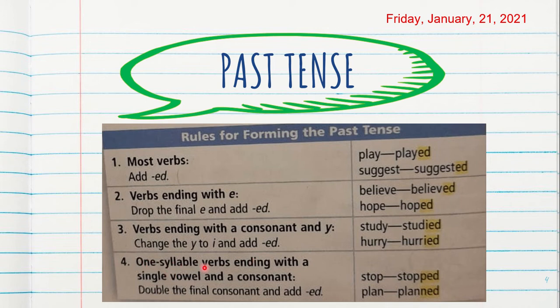Now, one syllable verbs. That means verbs that have only one syllable. Clap, stop, plan, mop. Okay? You will double the final consonant and add ed. Double means poner dos veces la última consonante. That's double the consonant. Like stopped, you write two times the letter P. Plan, you write two times the letter N. Planned. Okay? Mopped. Okay?